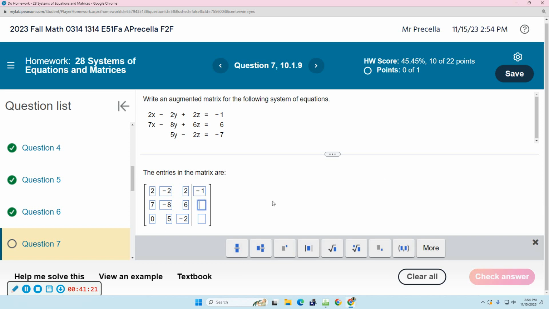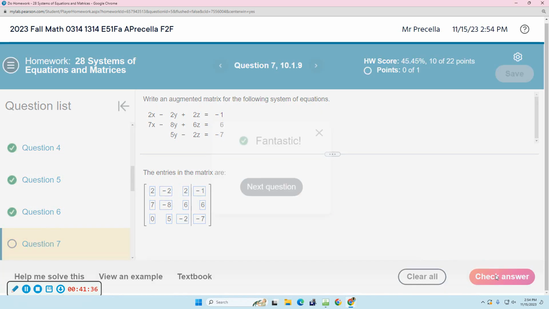-1, 6, -7. I agree. And if they'd asked for the size of this matrix, what would it be? How many rows do we have? How many columns? So this is a 3 by 4 matrix.